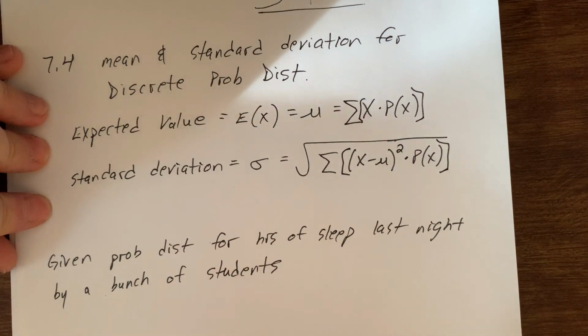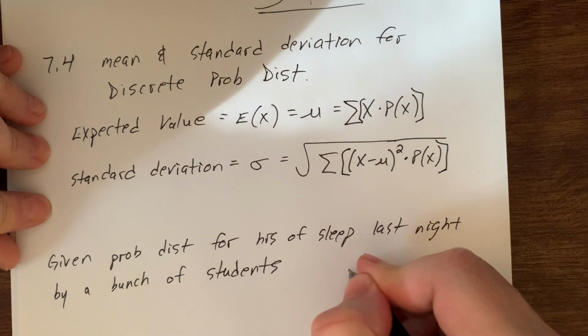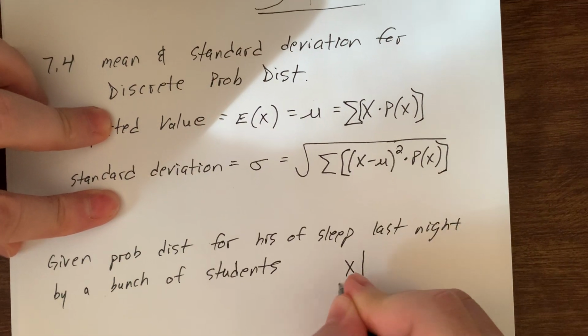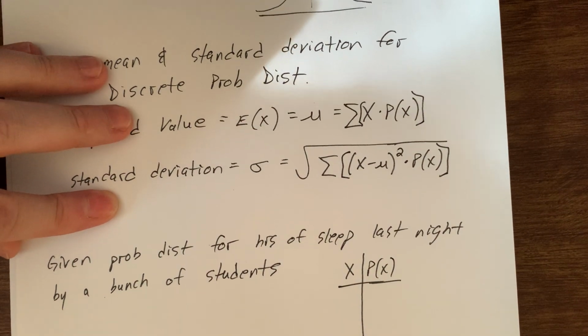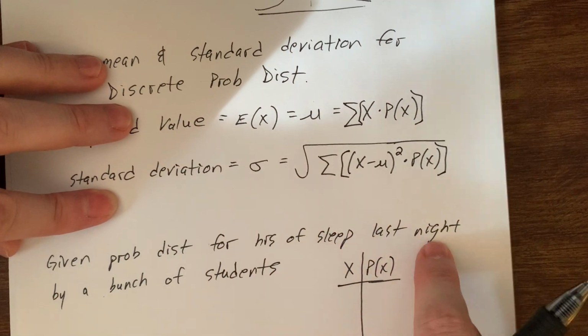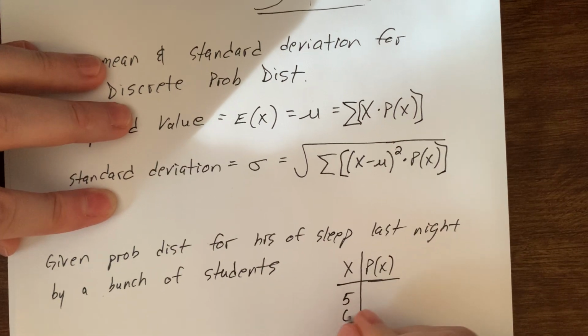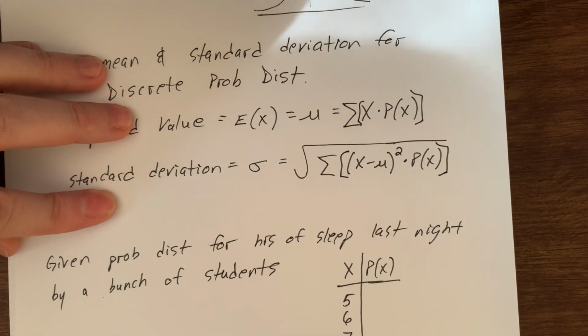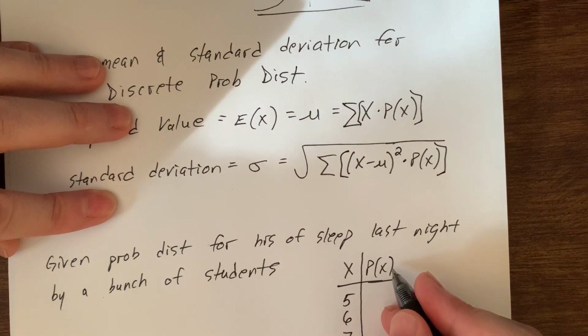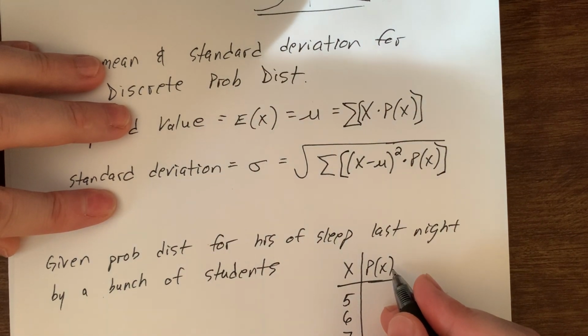So we were already given this. Look back, you could look at that video and see how this chart was made in the first place. But now we are just being handed this. So X is the hours of sleep last night, and we receive responses of 5, 6, 7, 8, and 9. Then the probabilities, well, we had to do a little bit of work to figure those out.